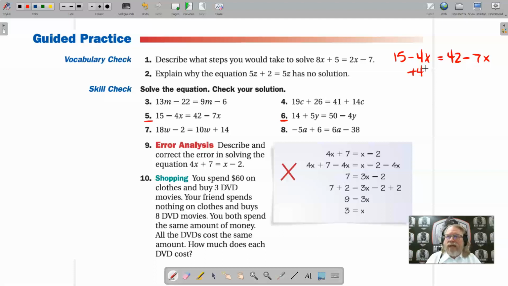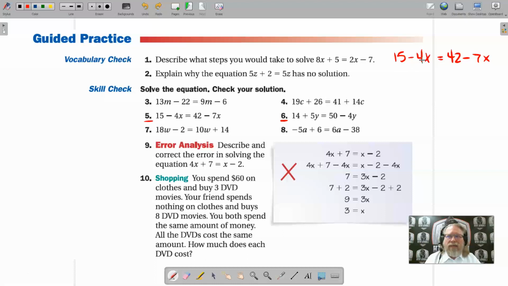If I add 4x to each side, these are going to cancel each other, and I'm going to end up with just 15, 42, and then negative 7x plus 4x is going to be negative 3x. You could work it from there, but notice that your coefficient with the variable x is a negative coefficient. Let me hit the back arrow here, go all the way back. It's because these coefficients are negative in the first place that this seems a little backwards from our thinking. But instead, what if I add 7x?